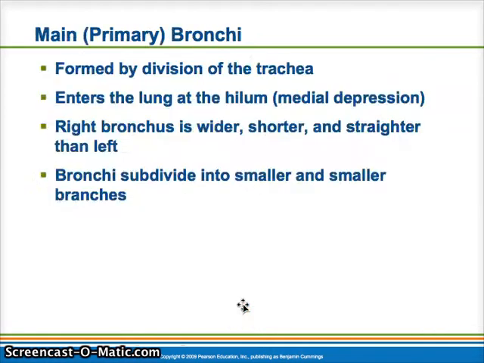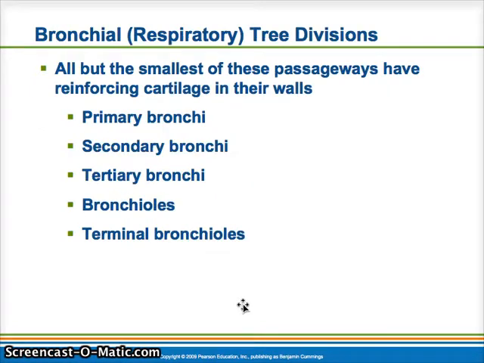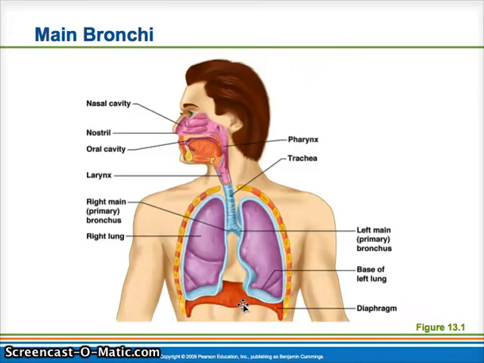Then we went into your trachea. The next part is your bronchi. The trachea divides and goes into the right and left lung. When it divides, we refer to these as your main or primary bronchi. The right bronchus is wider, shorter, and straighter than the left. As the air continues into the lungs, it divides even further from your primary bronchi. The next division is your secondary bronchi, then your tertiary bronchi, your bronchioles, your terminal bronchioles, and then it continues on even further.